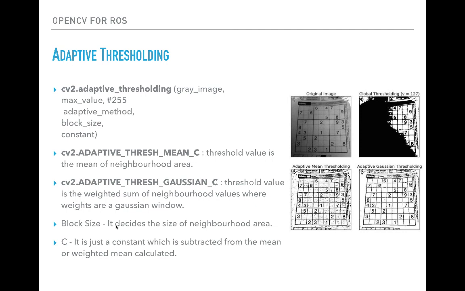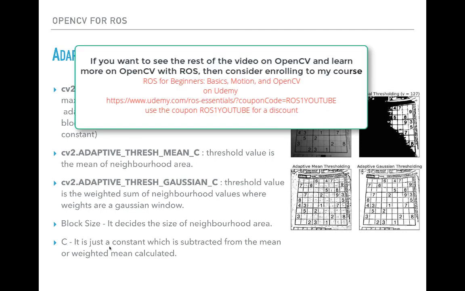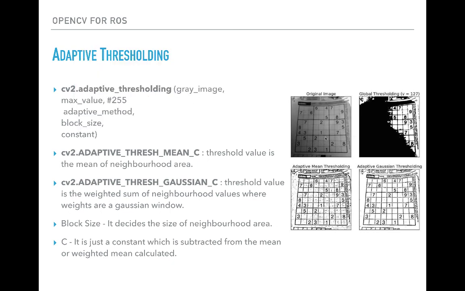It takes also a block size, which decides the size of the neighborhood area, how many pixels we take in the neighborhood. And the constant C is just a constant which is subtracted from the mean or weighted mean calculated. You can see here in the image the impact of different thresholding.